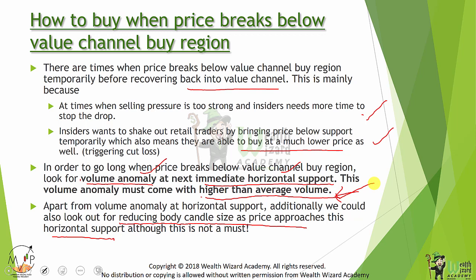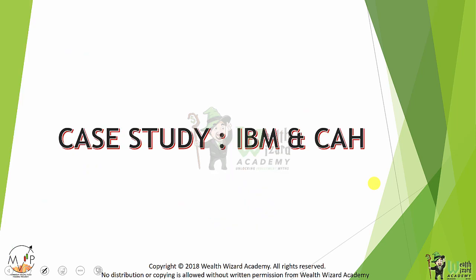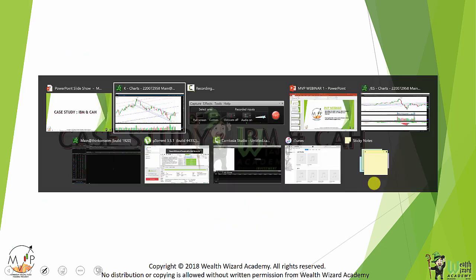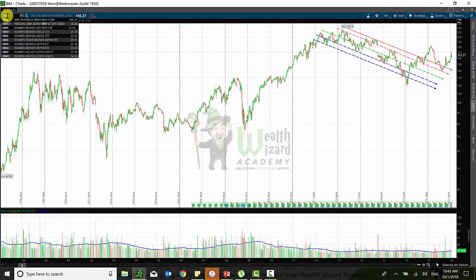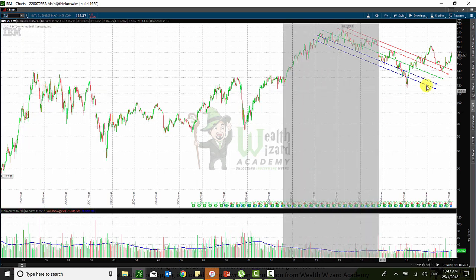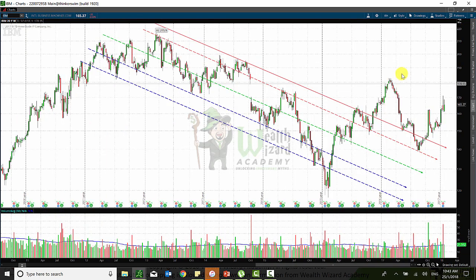I'm going to go into the practical session. Let's take a look at these two stocks, IBM and CAH. Let's look at IBM first. So I'm going to zoom in on IBM. So this is IBM. We have a channel so-called in this way right now. It's a downtrend channel right here. So we have an up move, down, up, down, and such over here.